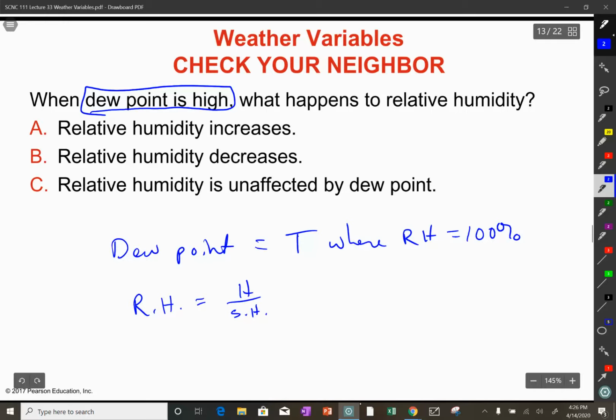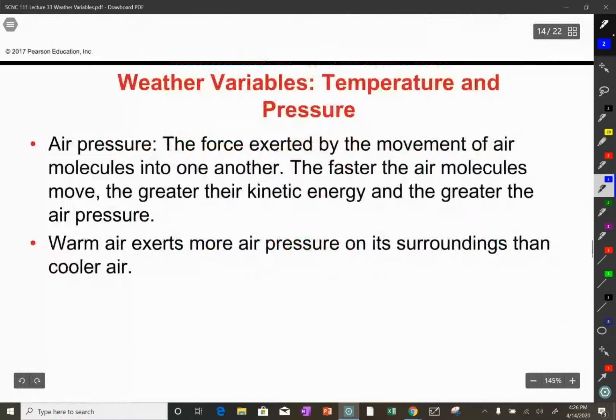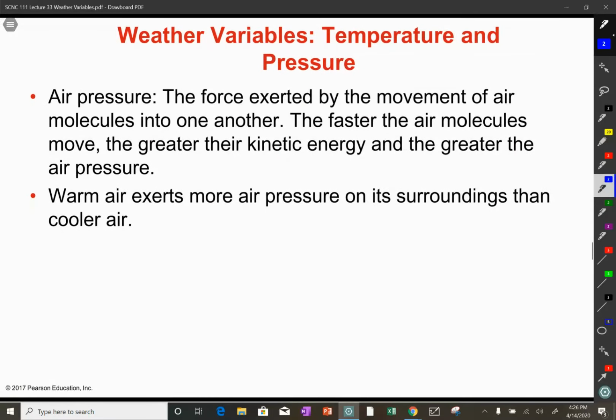And so when the dew point goes up, that means you have more moisture in the air, and thus the relative humidity is also going to increase. Because the dew point going up means you're putting more moisture in the air so that it will condense at a higher temperature. And any temperature below the dew point, it will condense. So that was all talking about humidity and temperature.